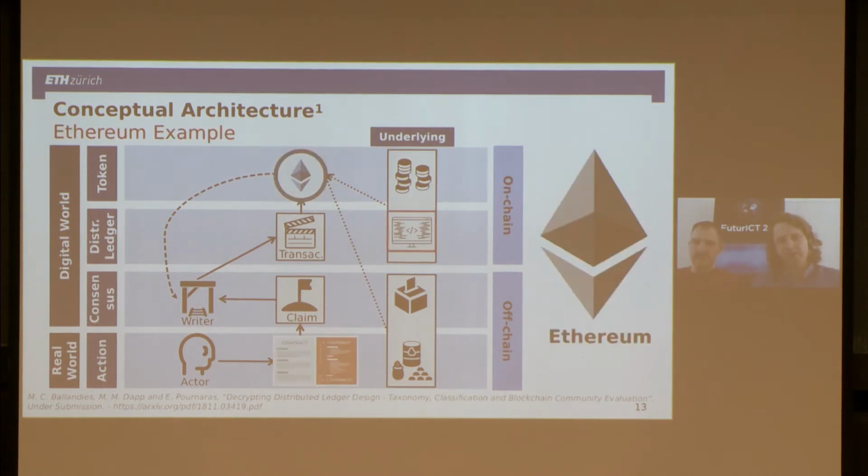And as an example, a well-known network we all know, Ethereum. So actors can write smart contracts in this case. These smart contracts are sent to the writers who write them to the distributed ledger. And this writing to the distributed ledger triggers the creation of new Ether tokens, which actually have value because the actors, in order to access their smart contracts again, need these Ether tokens. Basically, it gives them access to the computational power of the network.